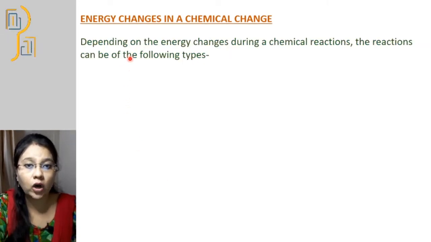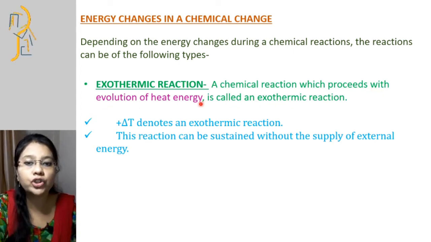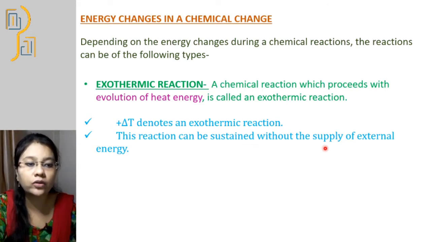Now, depending on the energy changes during a chemical reaction, the reactions can be of following types. The first is exothermic reaction. It's a chemical reaction which proceeds with evolution of heat energy. That is, heat energy is released out. Plus delta T denotes an exothermic reaction, and this reaction can be sustained without the supply of external energy.